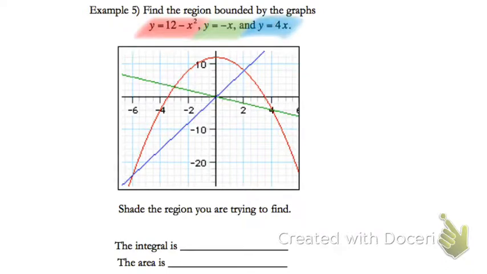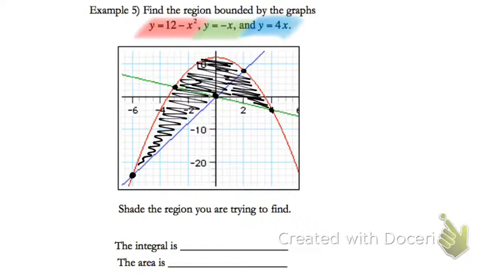It says, shade the region you're trying to find. So it says, find the region bound by the graphs of, and it's the region bound by all 3 graphs, which is a pretty large area, if you ask me. So if we look at this region here, there's a bunch of different points of intersection. So we are looking for the area here. That is the area we are trying to find, which is bound by all 3 graphs.